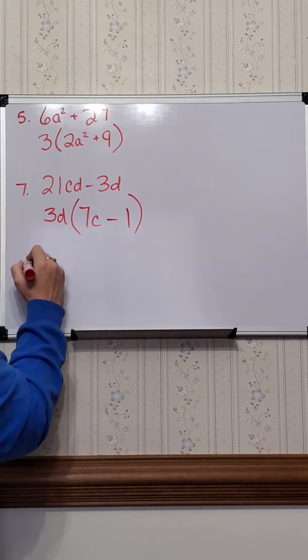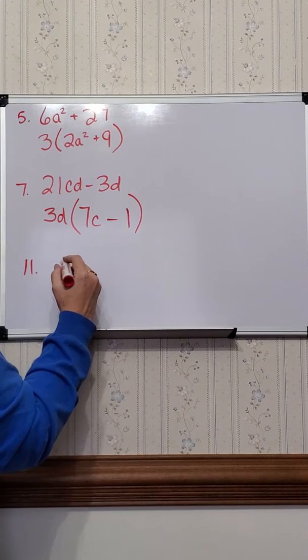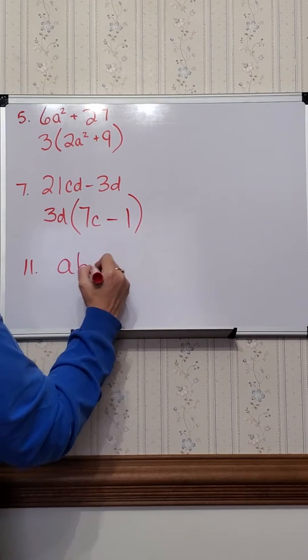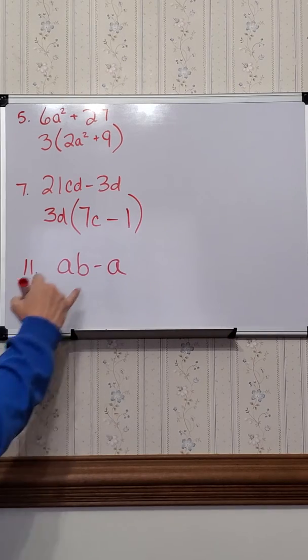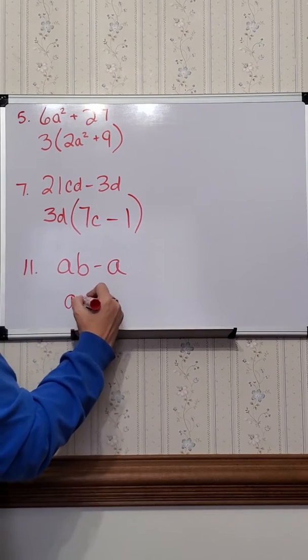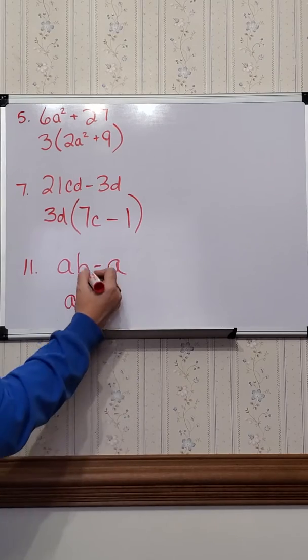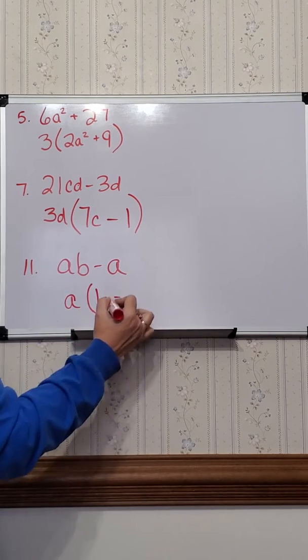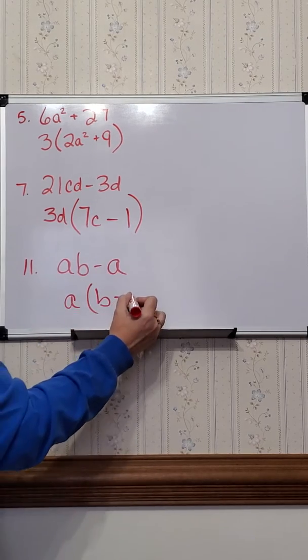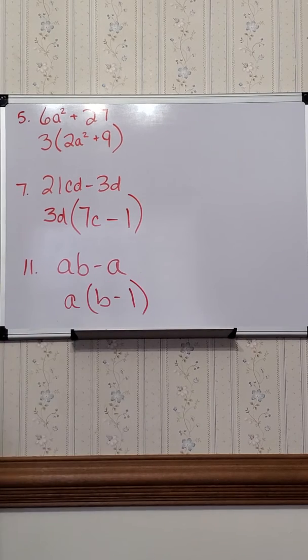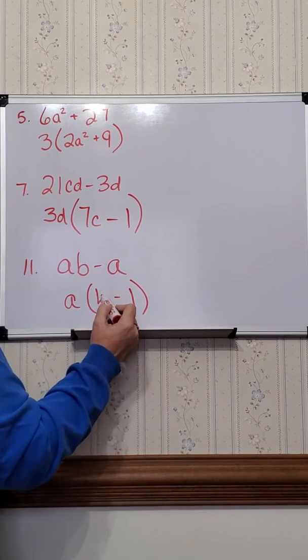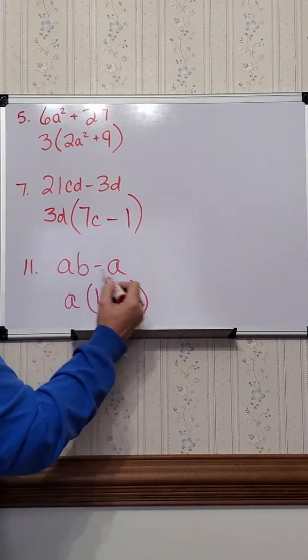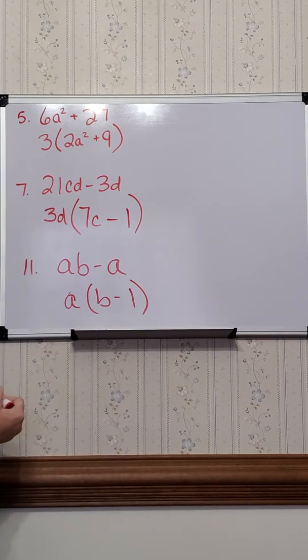Let's look at number 11. 11 has AB minus A. Well, what's common between those two? It's that A. So if I pull that A out, I'm left with a B here, and A divided by A is going to leave 1. So I'm going to end up with A times B minus 1. Again, you check yourself by multiplying. A times B gives me that AB. A times negative 1 gives me that negative A.